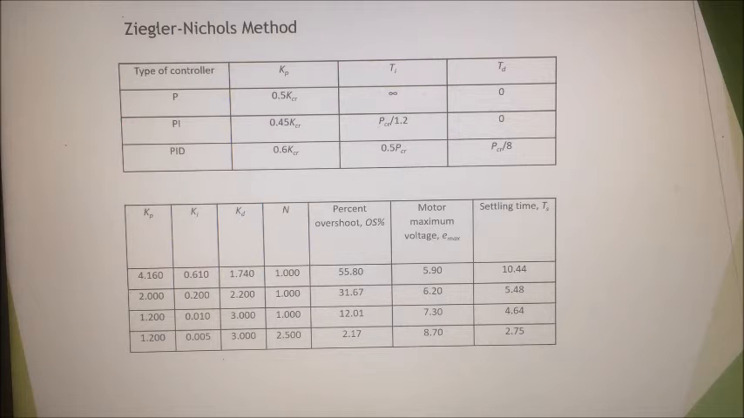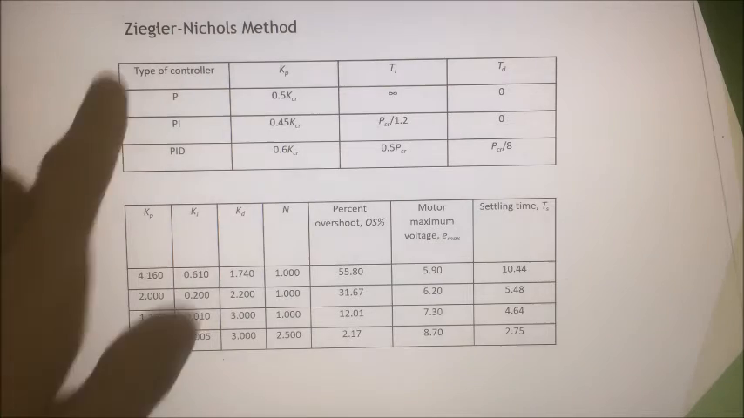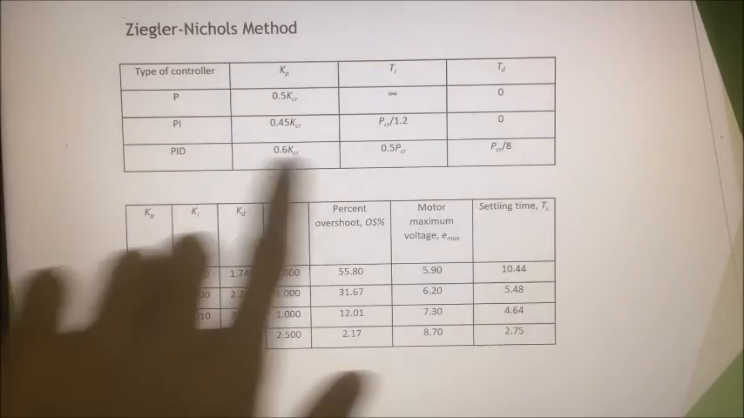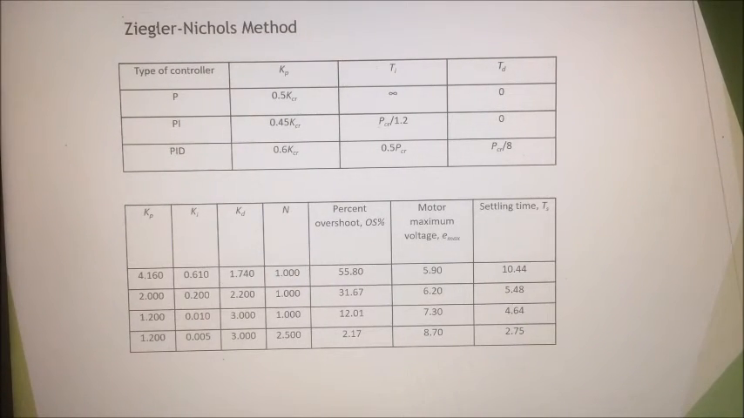As you can see, the table on the top shows the ways proposed by the Ziegler-Nichols method for you to get the best PID values for different types of controller. But in this case, the type of controller I am using is PID, so I will be using the last row of formulas throughout the experiment and also the simulation.